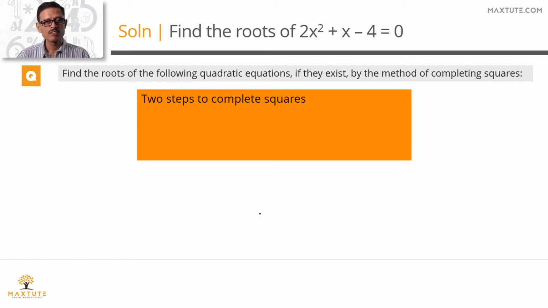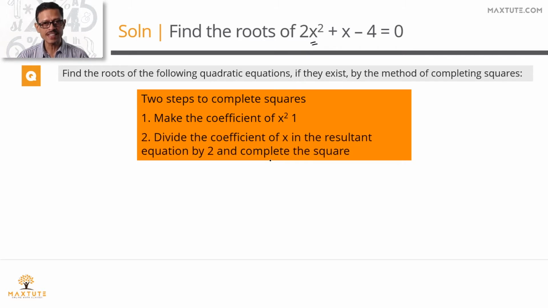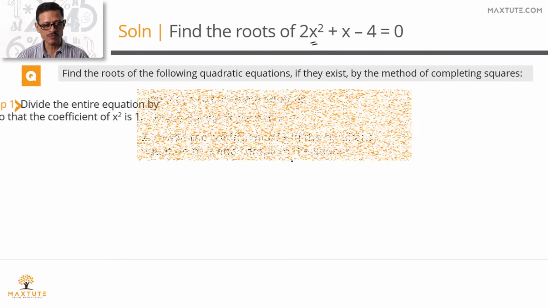The first step: whatever is given, make the coefficient of x square equal to 1. In this case, we'll have to divide this entire equation by 2. That's step number 1. For the resultant equation, divide the coefficient of x by 2 and complete the square. Let's start with the first one.